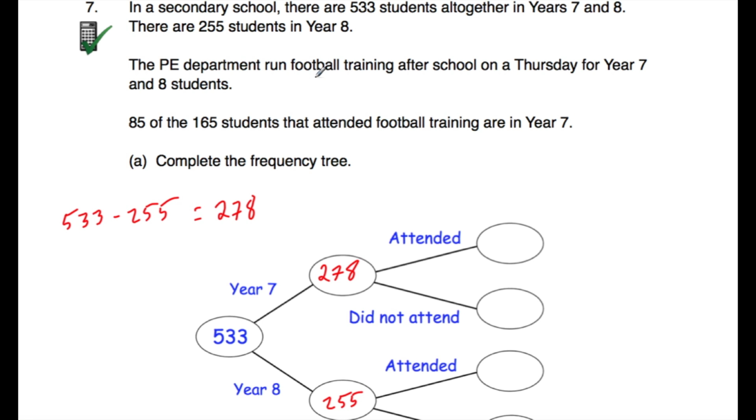Now we're told that the PE department runs football training after school on a Thursday for year 7 and 8 students. And 85 of the 165 students that attended the football session are in year 7. So out of the year 7 students, we know that 85 of them attended, and that altogether 165 students attended the football session. So if we take that 85 away from 165, that's equal to 80. That means that 80 year 8s attended the football training. Because 165 students attended, and 85 of them were in year 7, the rest must have been in year 8, so that's 85 and that's 80.